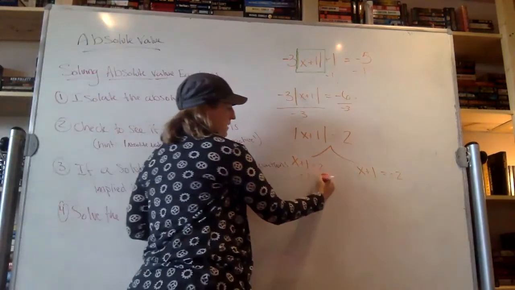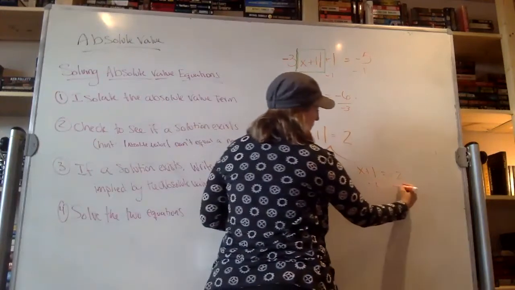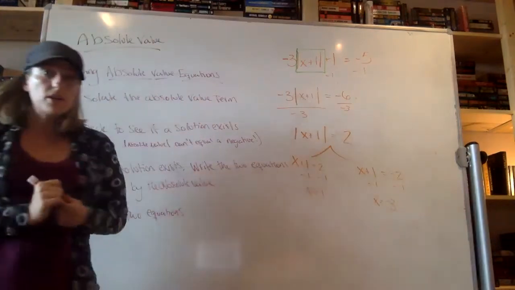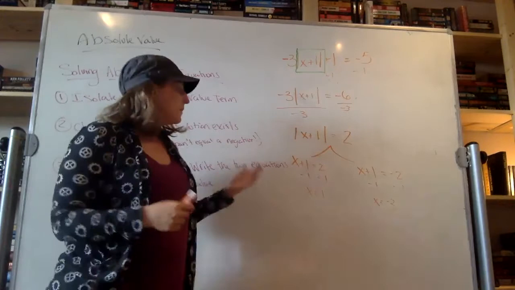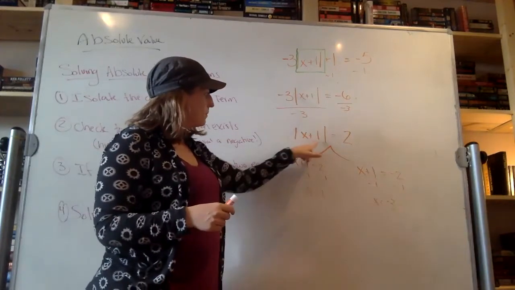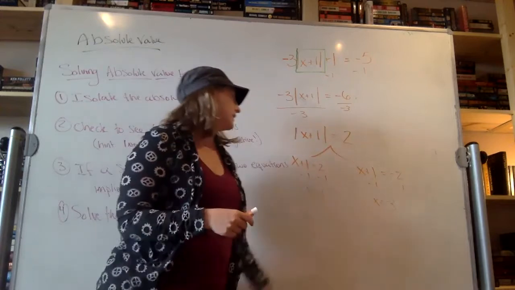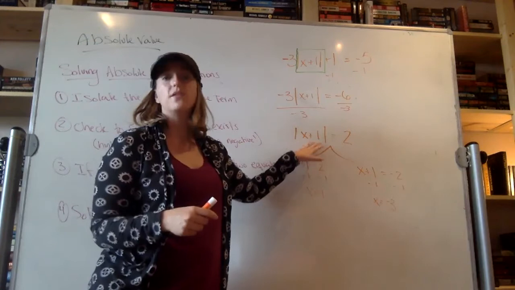Solving both of these, subtracting 1 from both sides, I get x equals 1. Subtracting 1 from both sides over here, I get x equals -3. Now, checking our answers is always a good idea, but you absolutely don't have to do it. If I plug in 1, I'll have 1 plus 1, which is 2. Absolute value of 2 is 2. If I plug in -3, I'll have -3 plus 1, which is -2. Absolute value of -2 is +2.